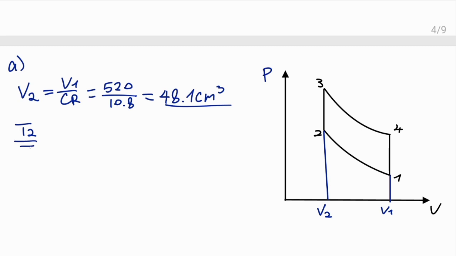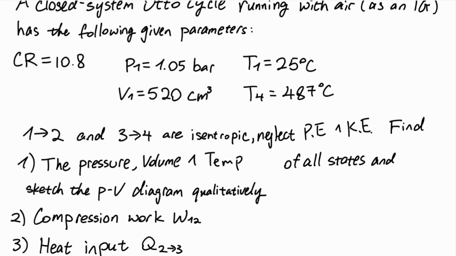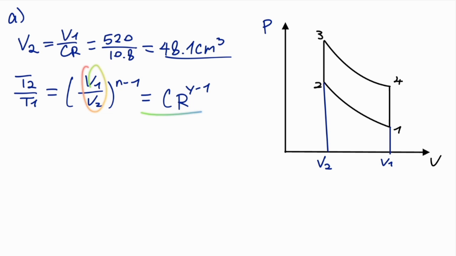Next up, we go T2 over T1. So T2 and T1 are governed by isentropic, right? It's an isentropic compression, so they are governed by the isentropic exponent. Now, since we're doing temperatures with volumes, we're given the volumes, we have to flip them. So remember, T2 over T1 is V1 over V2. These indices have to be opposite to these ones, don't forget that. This to the power of n minus 1, which is equal to CR to the power of gamma minus 1. N goes to gamma because we have the isentropic case, and V1 over V2 by definition is CR.